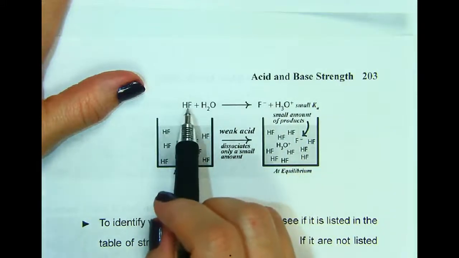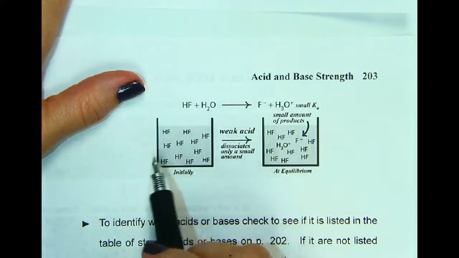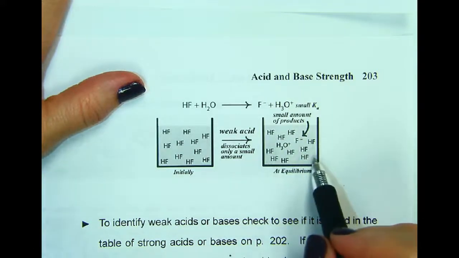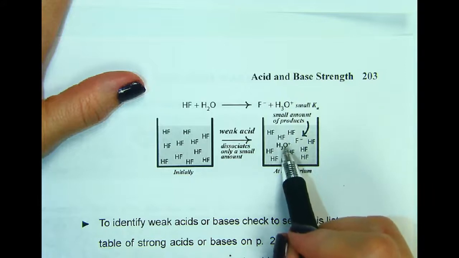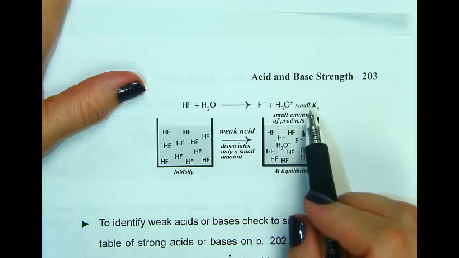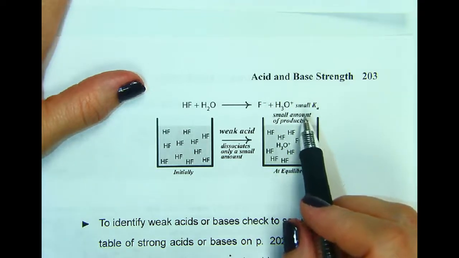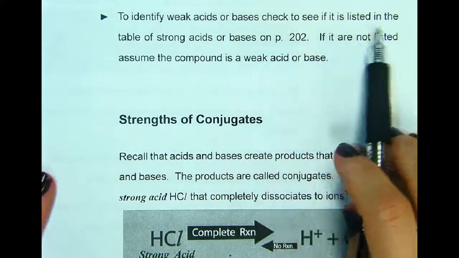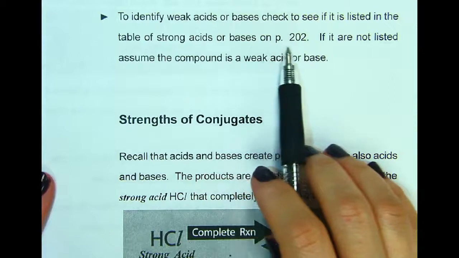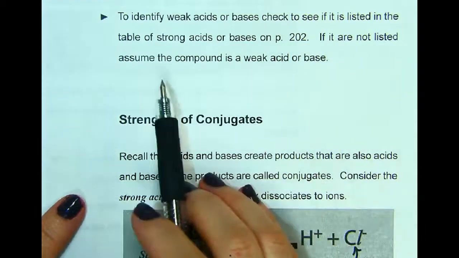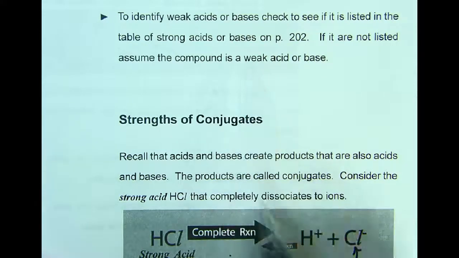retain the original reactants. So when you put HF in water, we end up with mostly HF still, the water is understood, and then we just have a partial ionization of the ions, and so we have a little bit of fluoride and hydronium ions. This is going to result in a small K value for equilibrium. To identify weak acids or bases, check to see if it is listed in the table of strong acids or bases on page 202. If it is not listed, you can assume the compound is a weak acid or base.